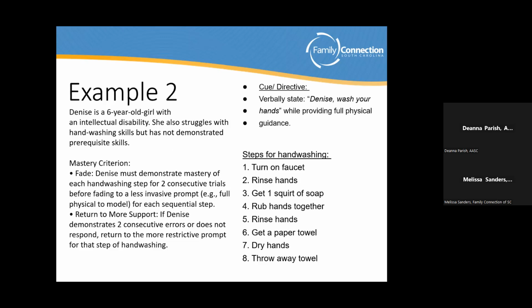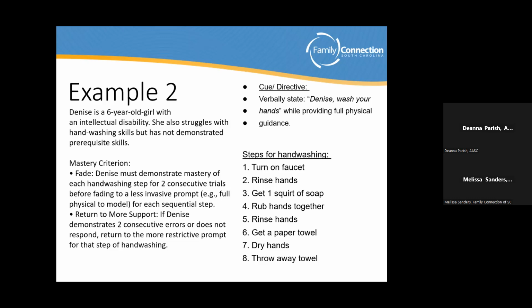So example 2, this is more of a functional example of progress monitoring. We're looking at a young girl named Denise who has an intellectual disability, and she's struggling with some functional skills such as hand washing, and she hasn't demonstrated any prerequisite skills for that. Based on her goal, I just pulled out the mastery criteria here, that she's got to demonstrate each step of the hand washing process for 2 consecutive trials before you're fading the prompt for her, fading to release a basic prompt.